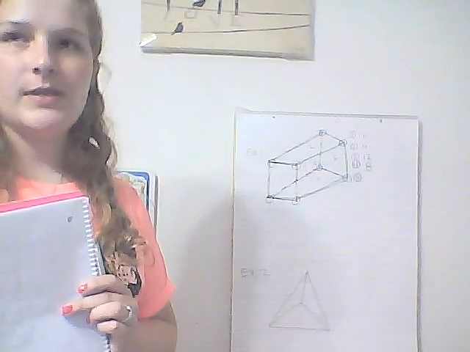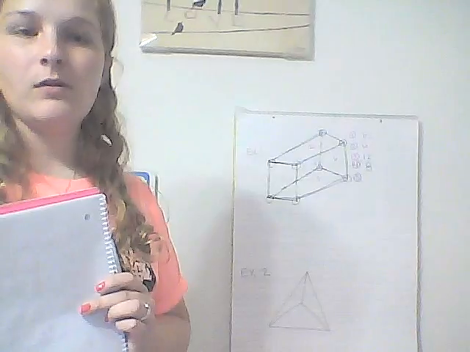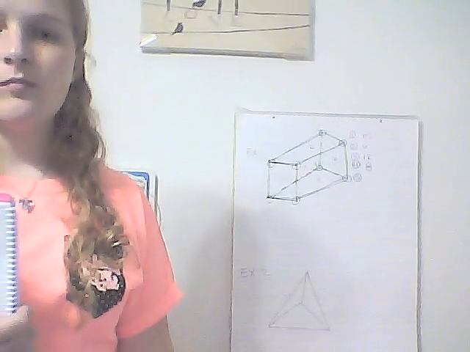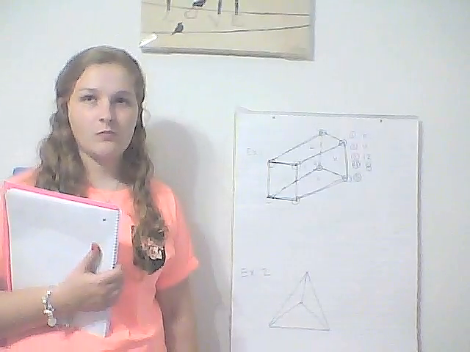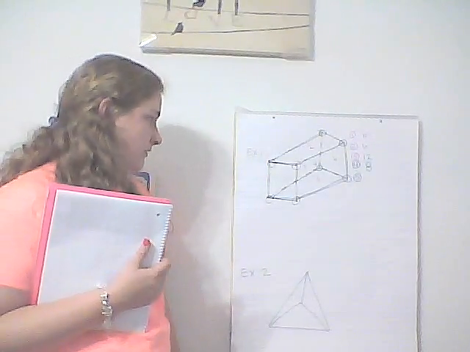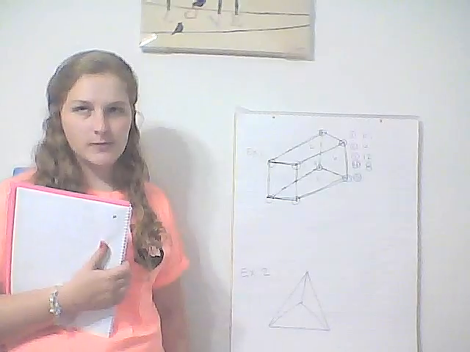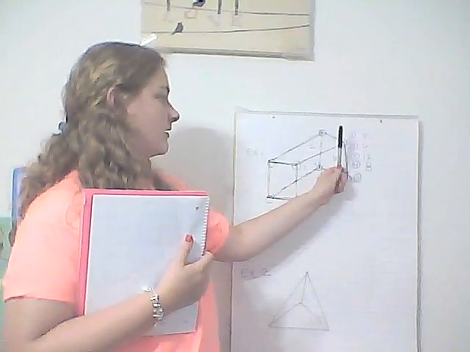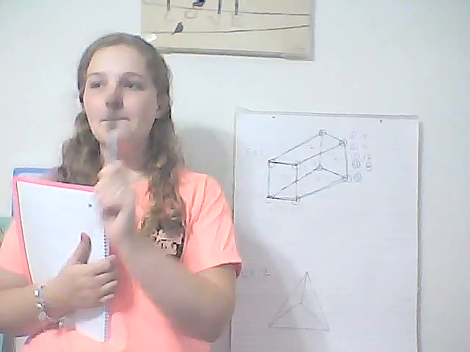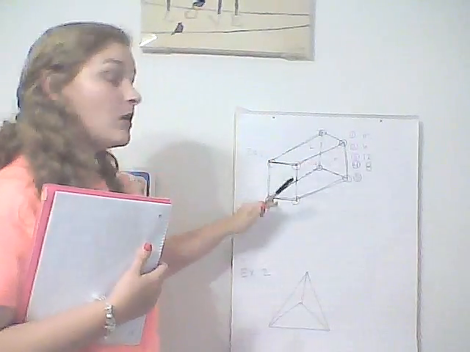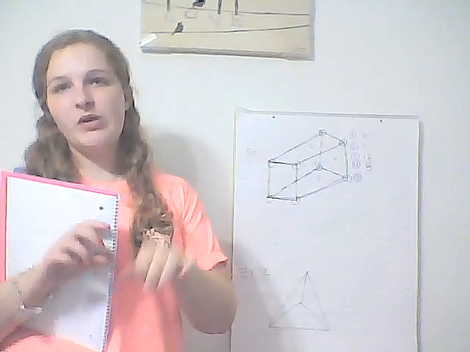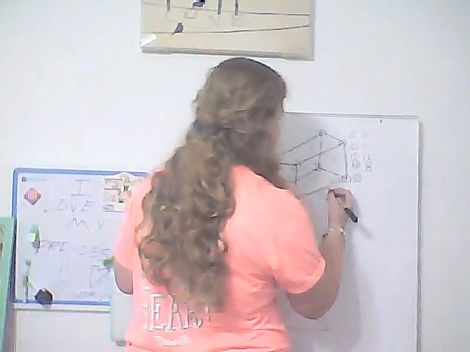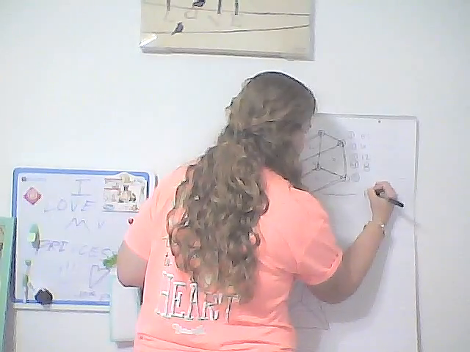Kara, why do you say this is a prism? Looking at your definition. Yes, all the faces are polygons, and what else? Two faces that are parallel. Bingo, that's what makes this shape a prism rather than a pyramid. So we know that we have a blank prism.